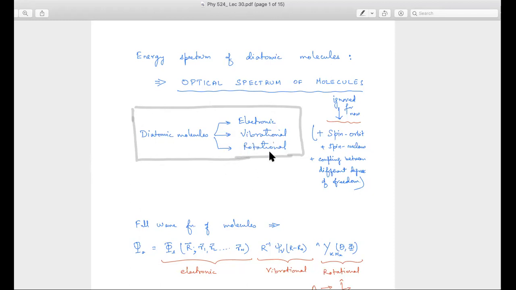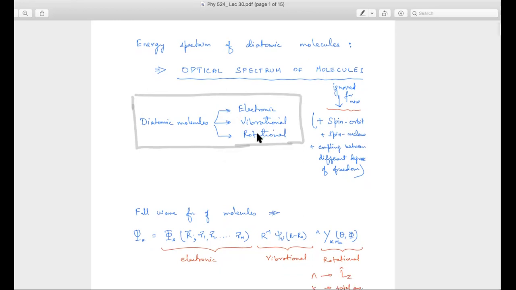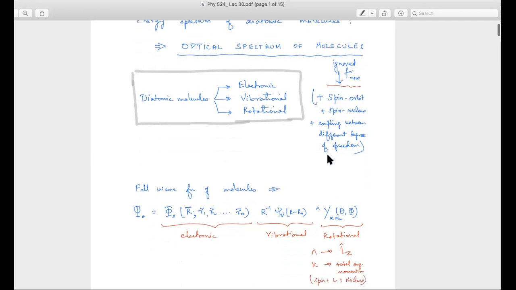And then we had this rotational degree of freedom also of the two atoms. So given any axis around this Z, its center of mass line, it can keep rotating. So we had these three basically degrees of freedom, and of course we made a lot of approximations other than the coupling between these degrees of freedom also. So for example, we ignored spin orbit coupling, spin nucleus coupling, and of course coupling between these three degrees of freedom. Okay. So today let's proceed with this approximation itself, and let's talk about the optical spectrum of molecules.